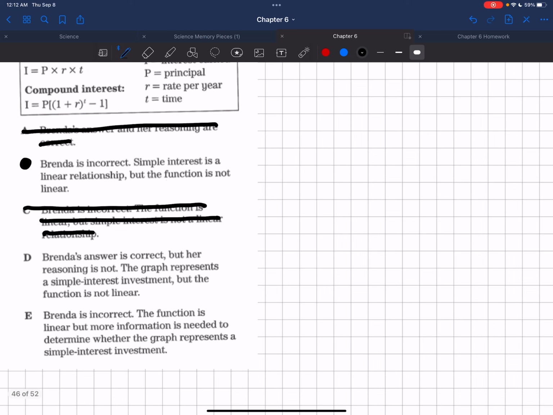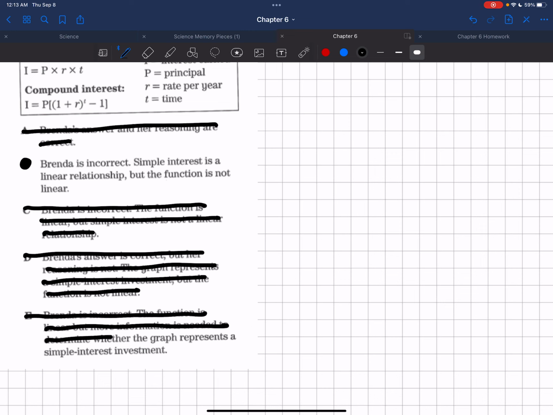Brenda's answer is correct, but her reasoning is not. The graph represents a simple interest investment, but the function is not linear. If it represents simple interest, it would have to be linear. So that's not the one we want. Brenda is not correct. The function is linear. No, it isn't. If it were linear, it would check out at the first level. So all of those are incorrect except answer B.